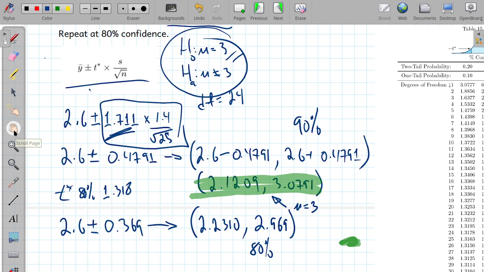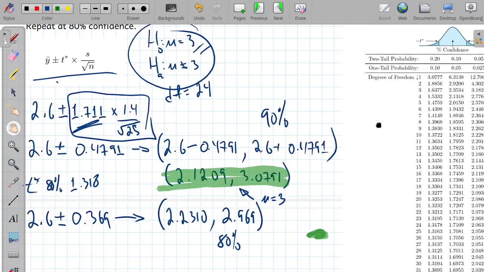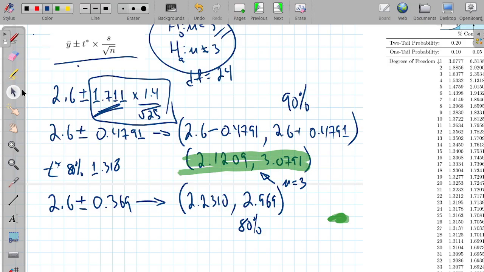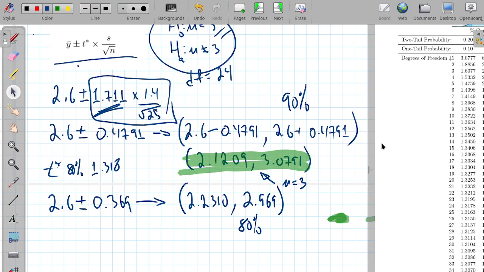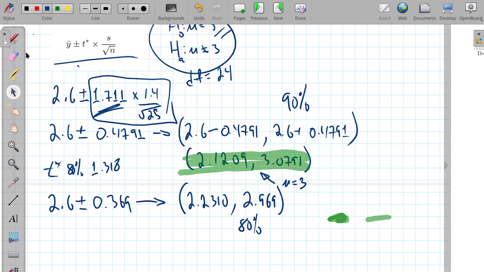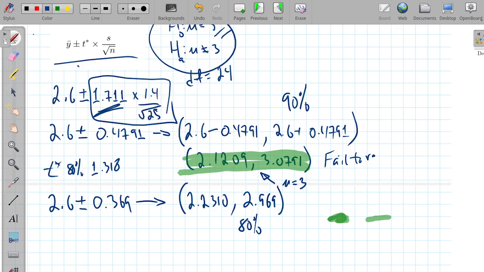Let's get this table out of the way. Okay, there we go. Now, I can make a note. Here, we fail to reject the null. And the reason we fail to reject the null is the interval does contain 3. It's inside the interval.